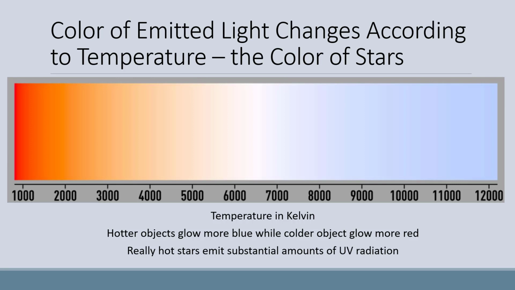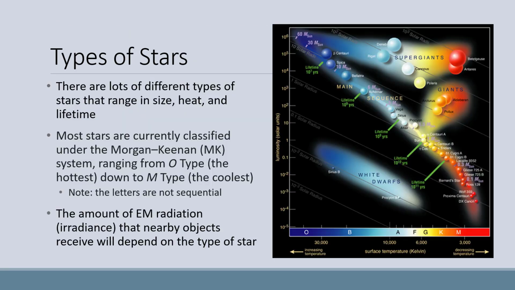Really hot stars emit substantially more UV radiation than our sun. There are lots of different types of stars that range in size, heat, and lifetime. Most stars are currently classified under the Morgan-Keenan, or MK, system, shown on the x-axis to the right, ranging from O-type, which are the hottest, down to M-type stars, which are the coldest. Note that the letters are not sequential.